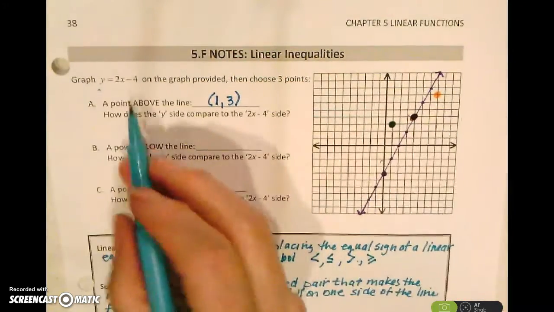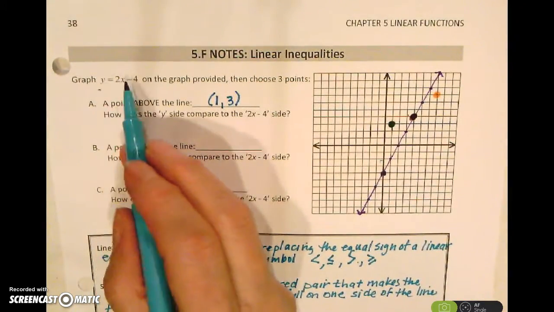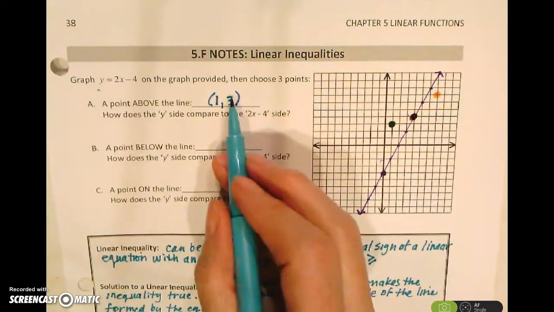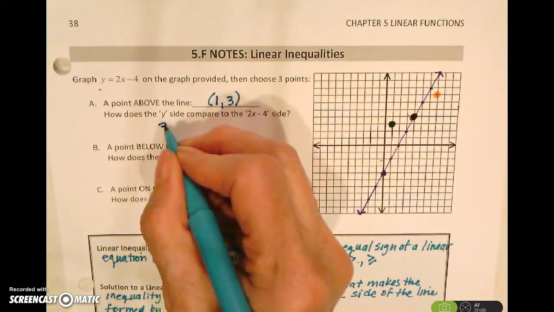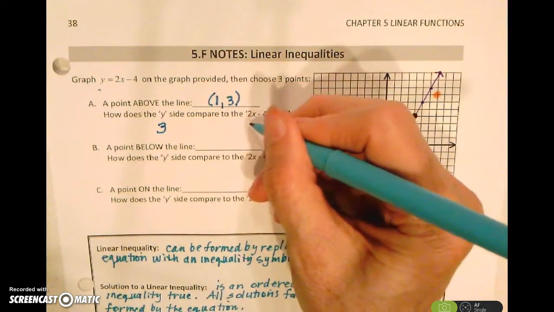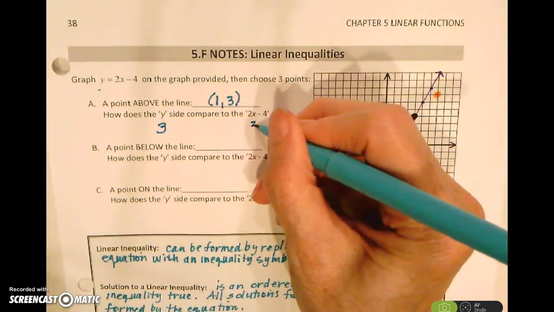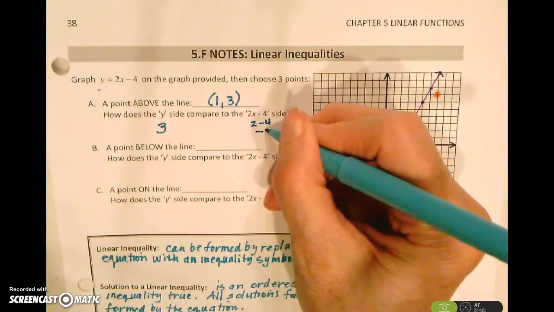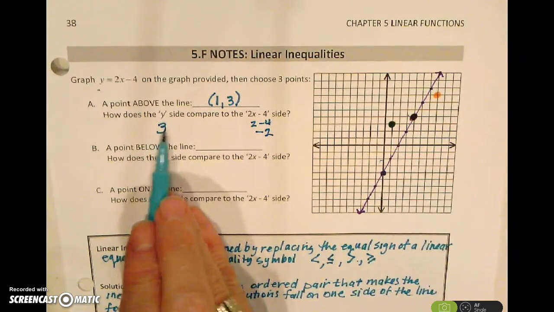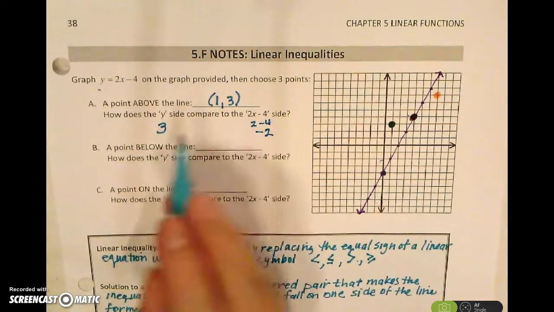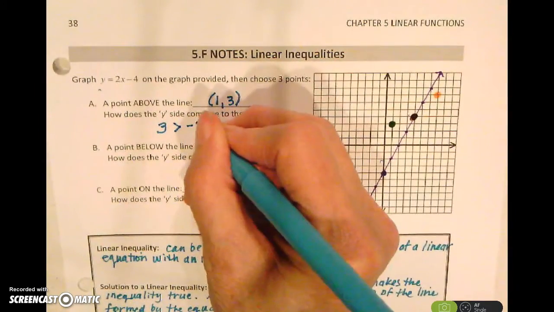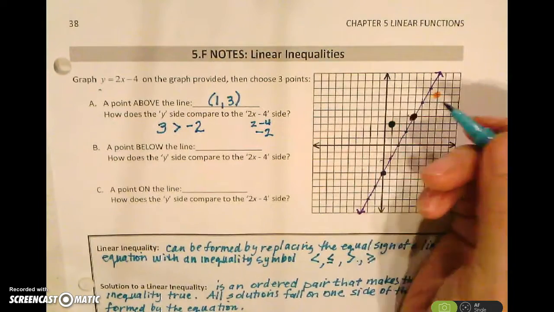Now we want to compare the left side, which is the y, to the right side, which is 2x minus 4. So y in this particular ordered pair is 3, and for 2x minus 4, I'm going to substitute the 1 in. So I get 2 times 1, which is 2, minus 4 is -2. If I compare the 3 to the -2, I can see that the 3 is bigger. So 3 is greater than -2 in that case.